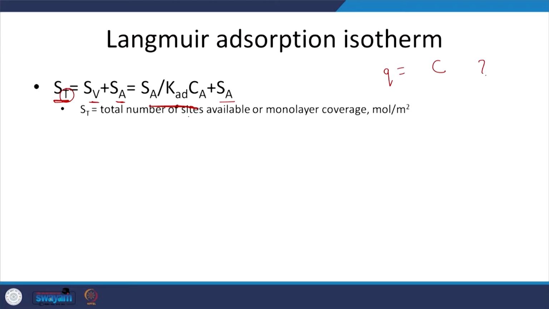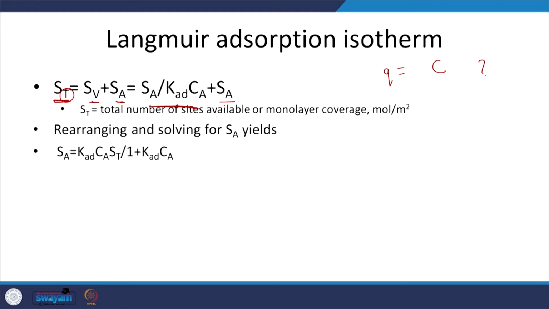St is equal to the total number of sites available or monolayer coverage, let's see. Rearranging, we are going to get this particular term, right? But this is in millimoles or moles per meter square, let's say. But here my units are milligram of the adsorbate per gram of the adsorbent. Let's see how we will go from here to there.